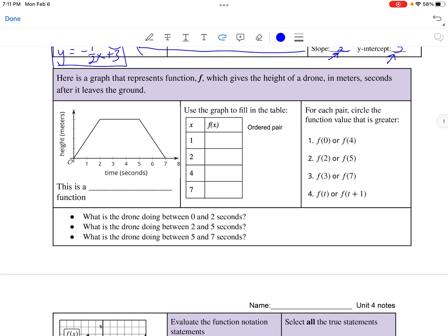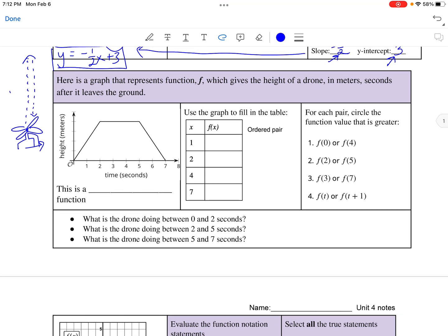Okay. Now we're going to look at this graph. This is a graph which gives the height of a drone in meters after it leaves the ground in seconds. Drones have propellers and some feet. It kind of looks like a mosquito. Drones can go straight up and then come straight back down, and that's what happened with this drone here. Here's time, and we can write our meters here.